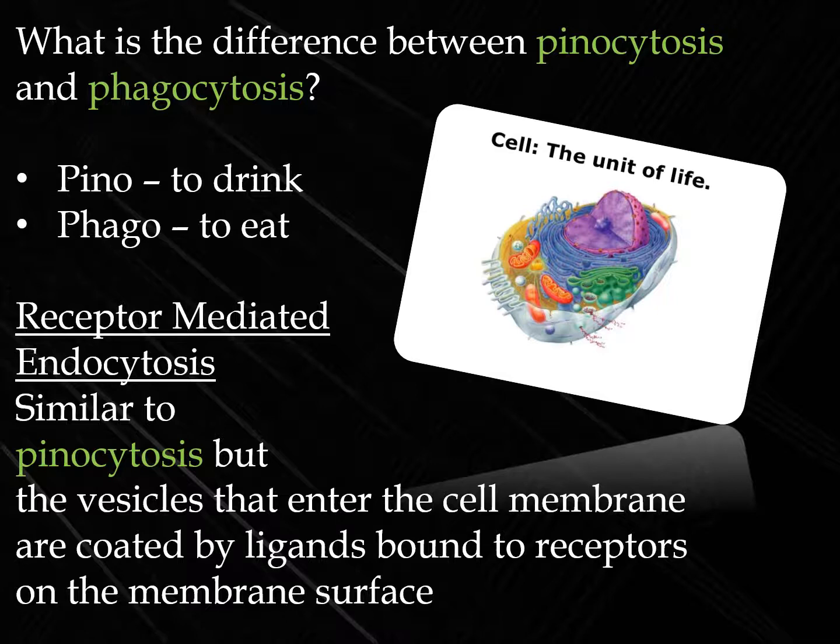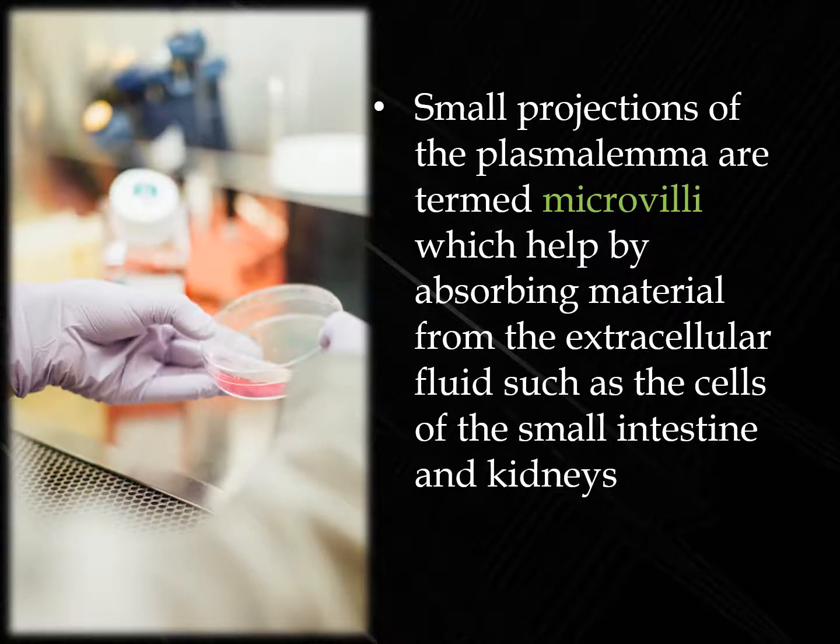Receptor-mediated endocytosis is similar to pinocytosis, but vesicles that enter the cell membrane are coated by ligands bound to receptors on the membrane surface. Small projections of the plasmalemma are termed microvilli, which help by absorbing material from the extracellular fluid, such as the cells of the small intestine and the kidneys.